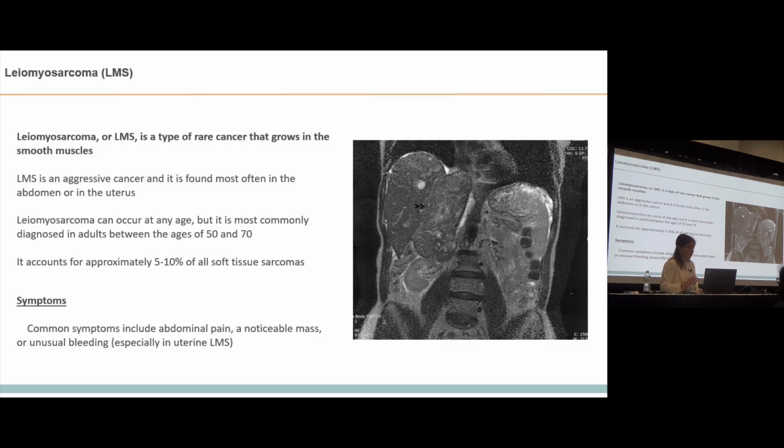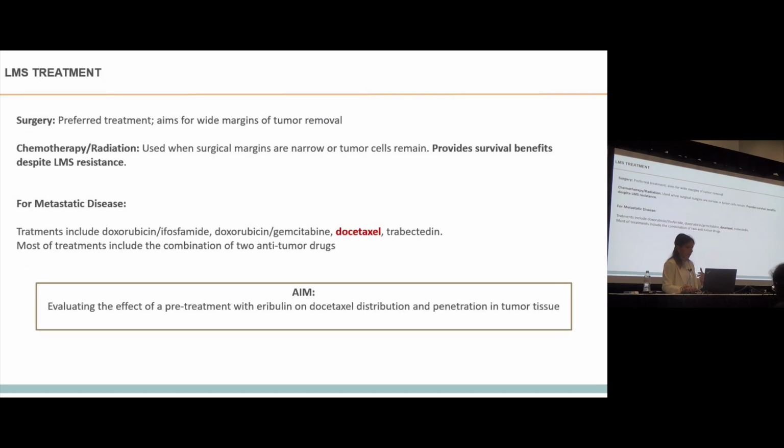The symptoms are common, and they include abdominal pain and unusual bleeding. Regarding the treatment of this kind of tumor, surgery is the preferred treatment, but we also have chemotherapy to provide survival benefits in case of resistance. And for metastatic disease, treatments can include drug treatment, also using a combination of drugs.